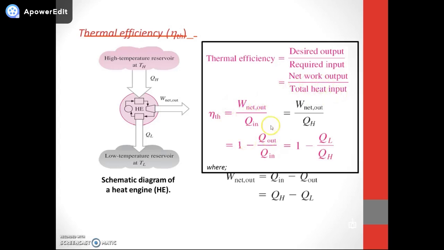Or it can be represented by this equation. So equals work net out, net work output, over total heat input. Heat input is Q in. Net work output is the desired output, required input is total heat input. Q in being supplied is actually the QH. So work net out over the QH, and you know that work net out is actually equal to Q in minus Q out. So you can replace this, Q in minus Q out or QH minus QL, and you can replace this by this.